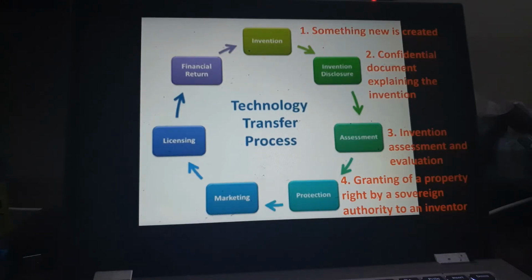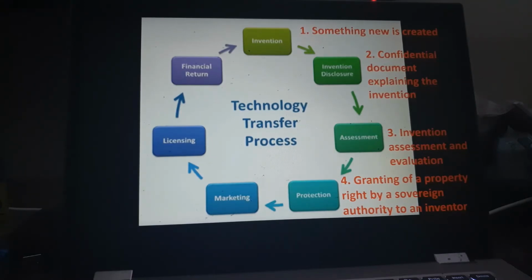right by a sovereign authority to an innovator or inventor. For example, in Kenya, we have KIPI, Kenya Industrial Property Institute, which will grant protection. We call it intellectual property, IP. The effort the inventor put in. Someone should not just come and copy it or pirate it. The inventor has his intellect that went into that job. It has to be protected.